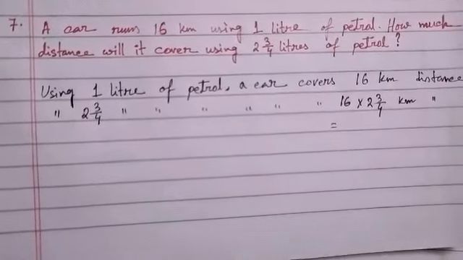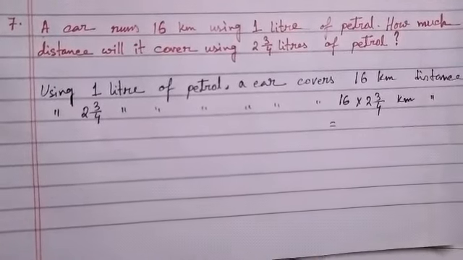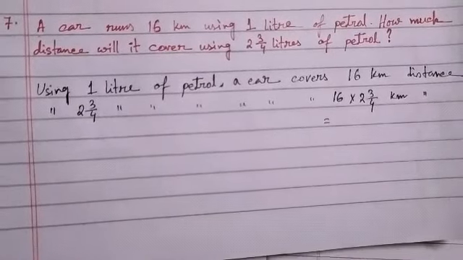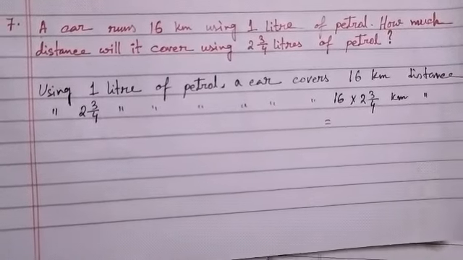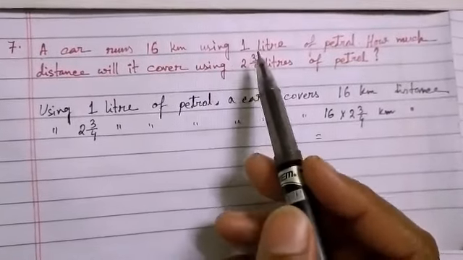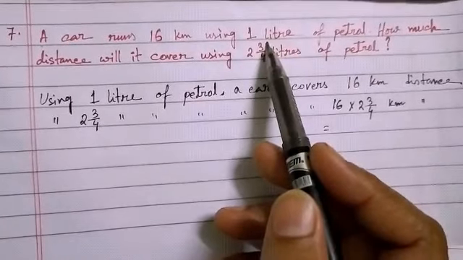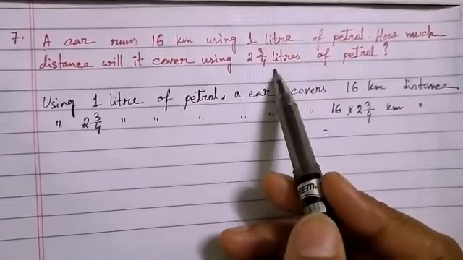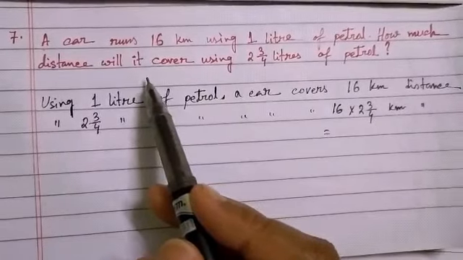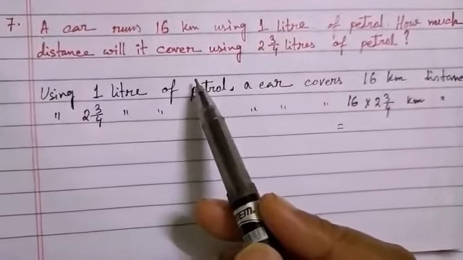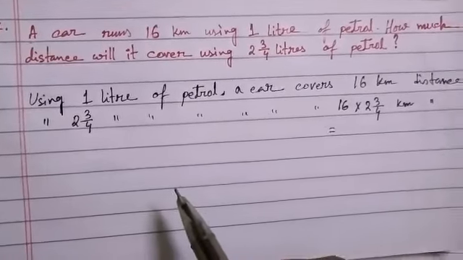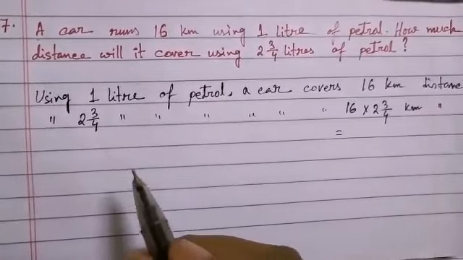Now question number 7. A car runs 16 km using 1 liter of petrol. How much distance will it cover using 2 whole of 3 by 4 liters of petrol? Here 16 km distance is covered by 1 liter of petrol. Then with 2 whole of 3 by 4 liters of petrol, how much distance can a car cover? That we have to find out. Here we can use the unitary method.